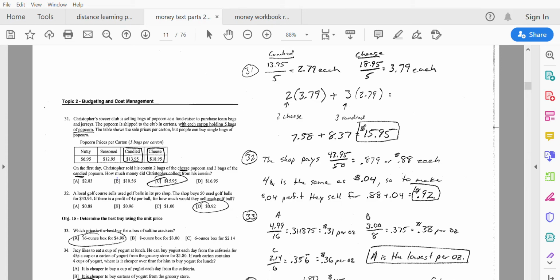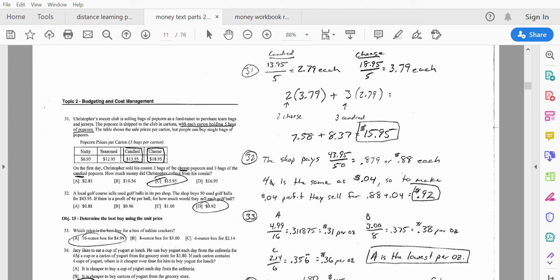So we don't need to know anything about this, and we don't need to know anything about that. Okay, it's candied and cheese. Make sure you just have the right number of each. The candied, so again, we're going to find the unit price of each. The candied is $13.95, and remember there's 5 in a carton, so we divide and we find that's $2.79 each. The cheese popcorn costs $18.95 a carton, and there's 5 in each, so we divide and we get $3.79 each.